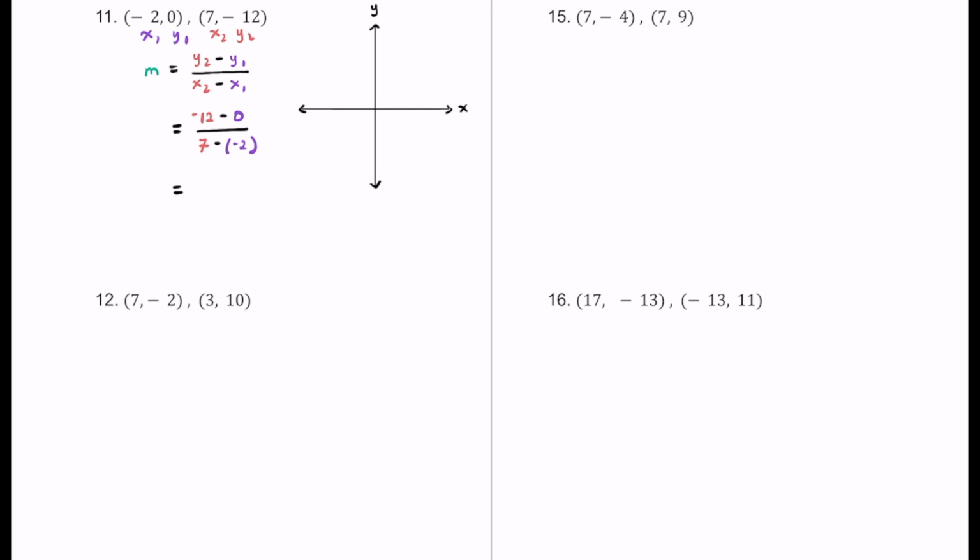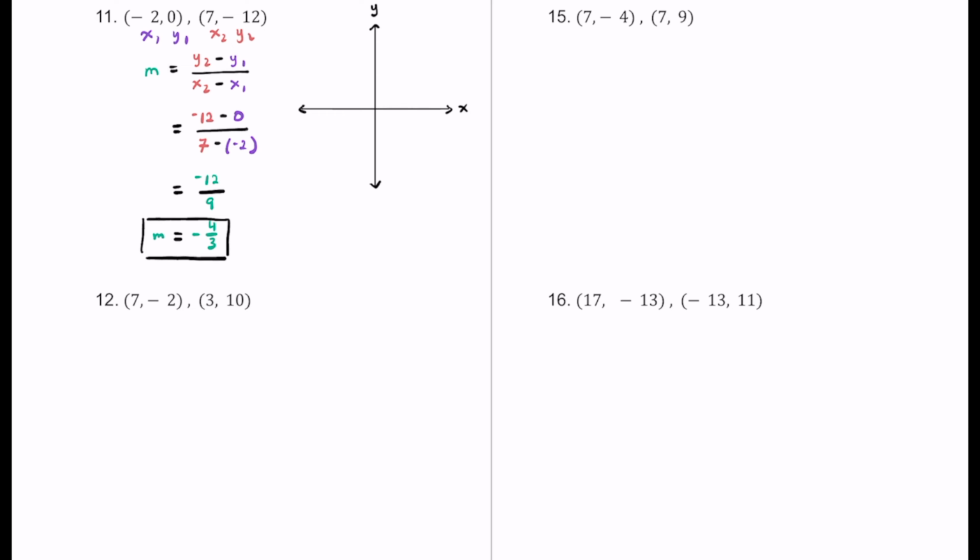On top, negative 12 minus 0 is going to be negative 12. And in the denominator, 7 minus negative 2, or 7 plus 2, will be positive 9. Let's go ahead and divide these both by 3 and put the negative in the middle. We'll get negative 4/3 for the slope. That's the ratio of the rise to the run for this linear equation. So it should be a little bit more vertical change to horizontal change. Let's see what this looks like on a graph.